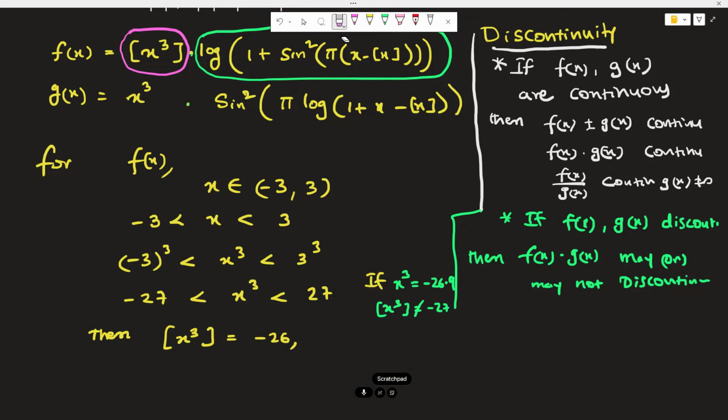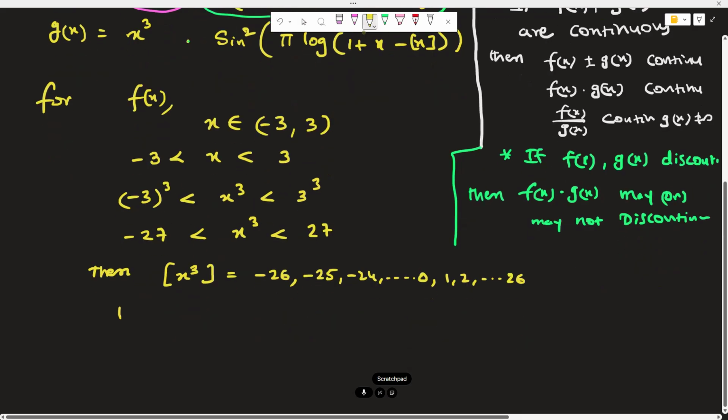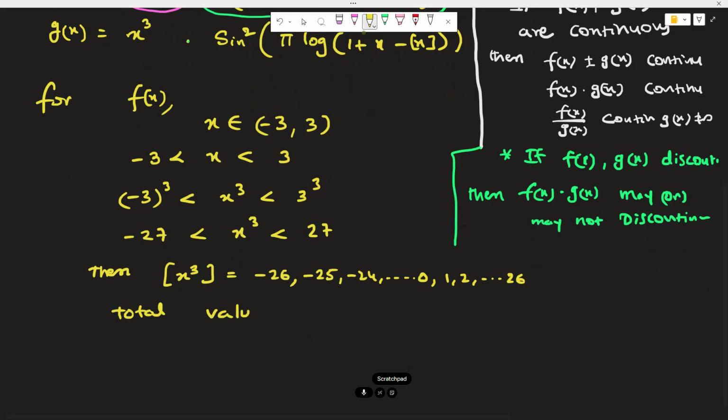So that's why x cube will take values from -26 onwards. So -26, -25, -24, and so on, 0, 1, 2, and so on up to 26 only. So total values for step x cube: from -1 to -26 there are 26 numbers, from 1 to 26 there are 26 numbers, and in between 0 is also there.